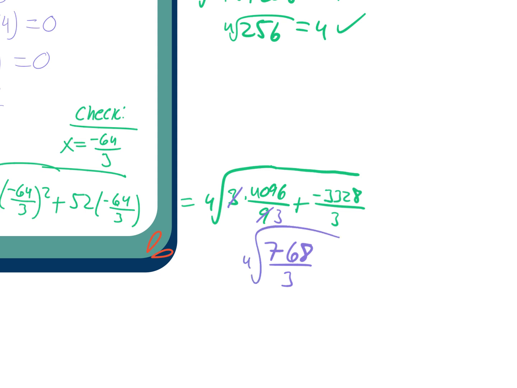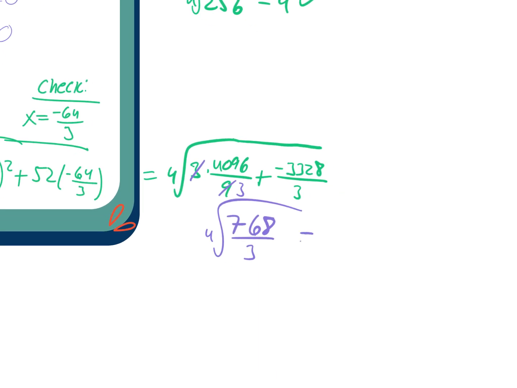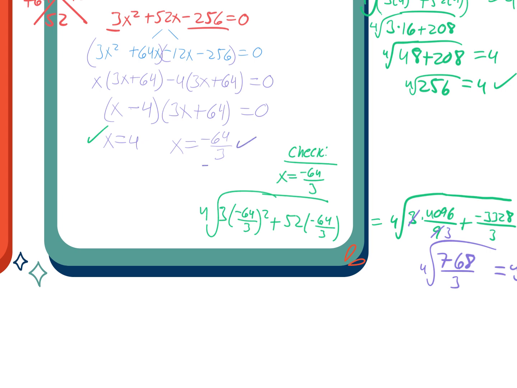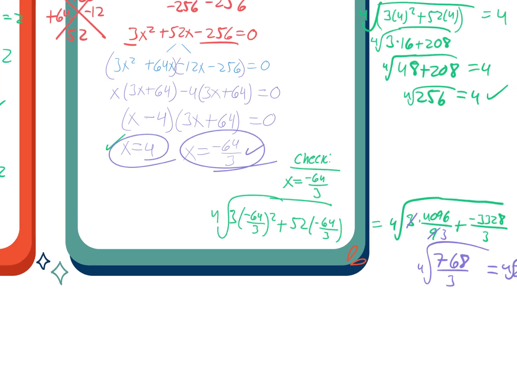Right, fourth root of this. All right, and then when you divide it by 3, you do indeed get 256, and the fourth root of 256 equals 4, right? So that it works. All right, both of our answers work here.